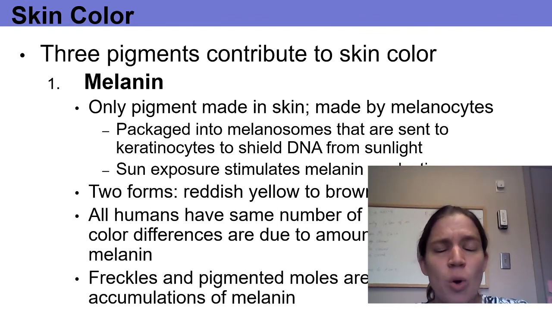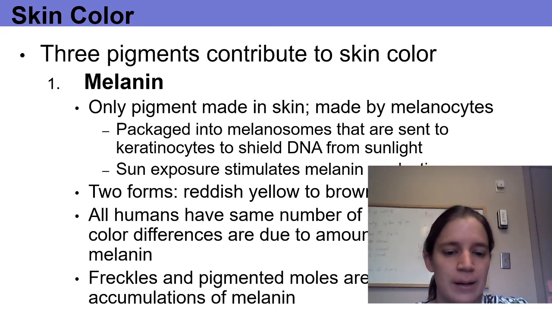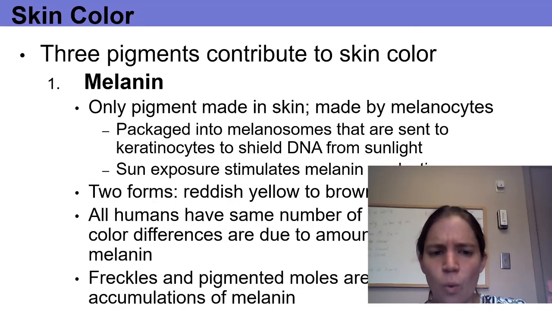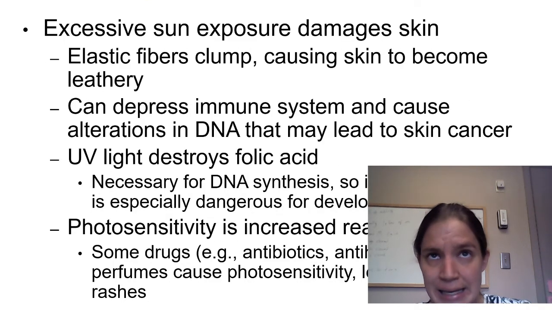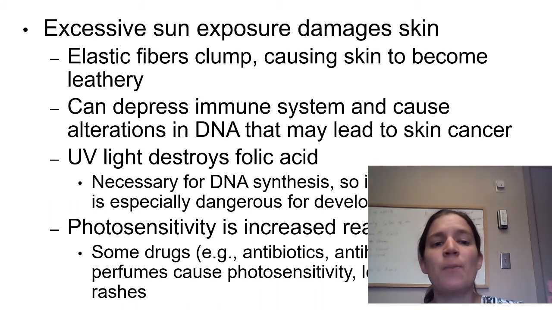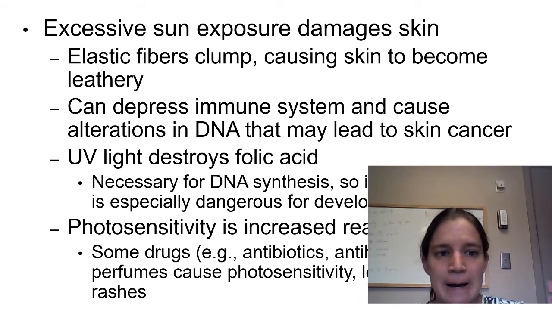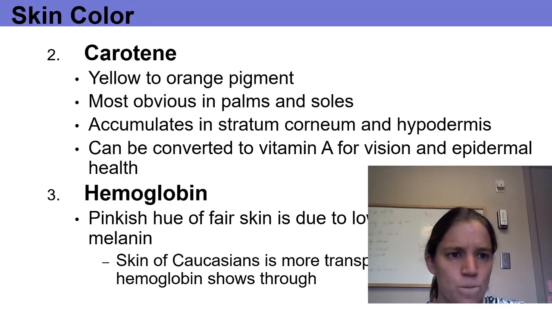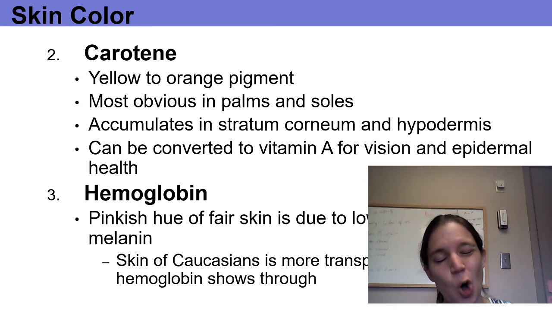And then freckles and moles are, again, because of melanin. You're getting these little packets, little accumulations of melanin. Melanin is helpful, protecting against sun damage. Too much sun damage can make elastic fibers clump up and make the skin become tougher, more leathery. The big problem is too much sun exposure can damage DNA, and that can lead to skin cancer.